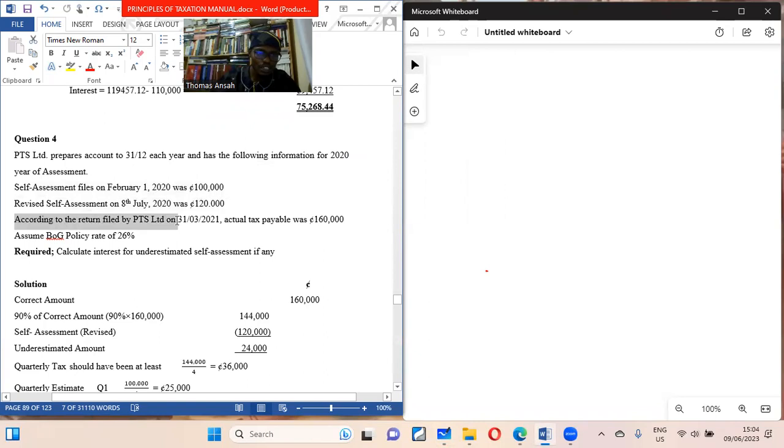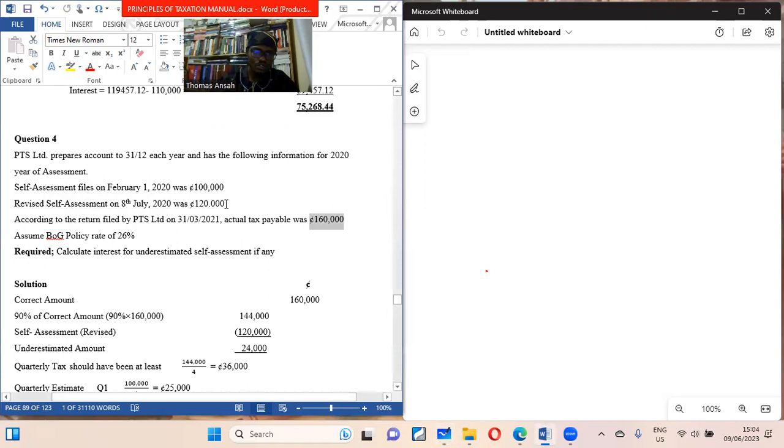You see, the deadline is what? 30th April. But here they filed on 31st March. So it won't be 13 months anymore. It will be how many months? 12 months. Take note of that. And the actual tax payable is this. In this case, we don't have payments here, but we all know the correct amount is how much? 160,000, 90% of correct amount.